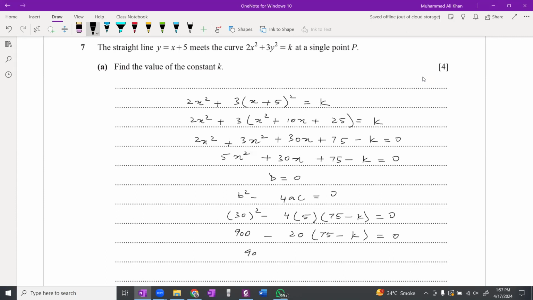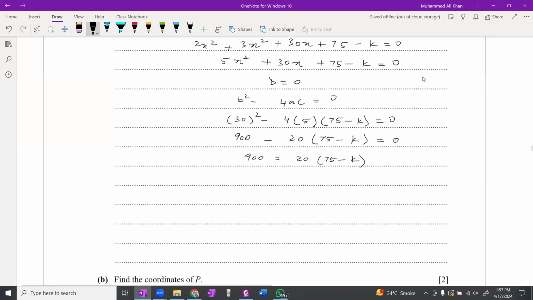Now 900 equals 20 times (75 minus k). 900 divided by 20 is 45, equals 75 minus k. And therefore the value of k is 75 minus 45, which equals 30. The value of k is 30. Hopefully it is clear.